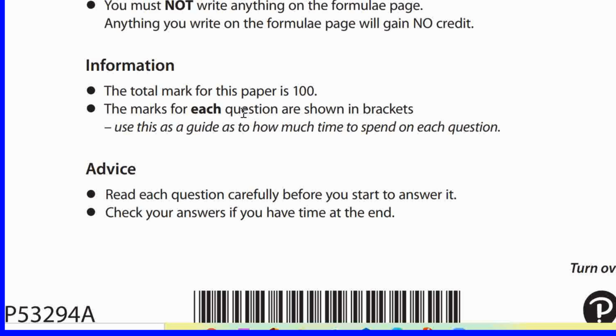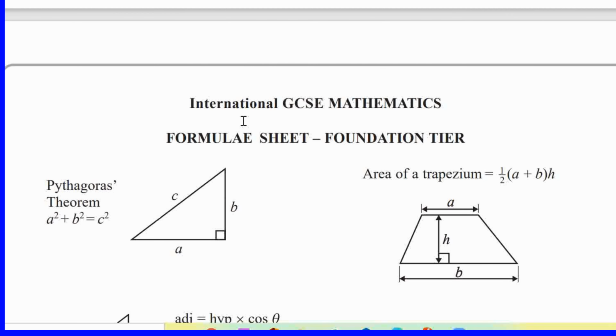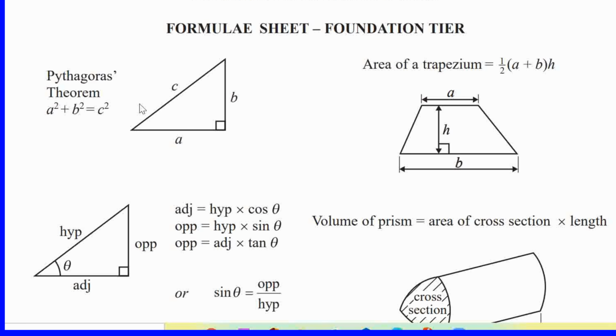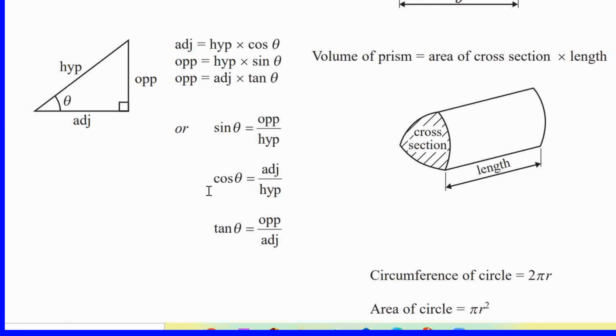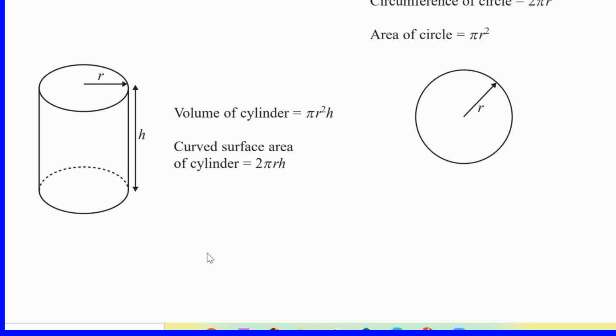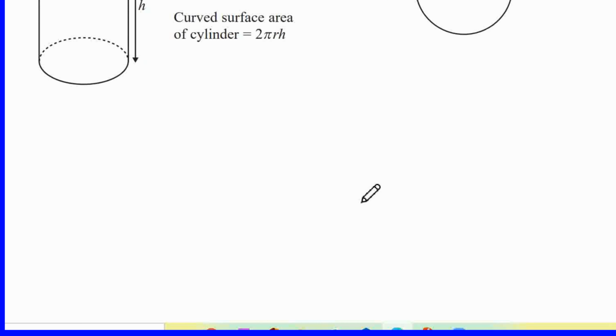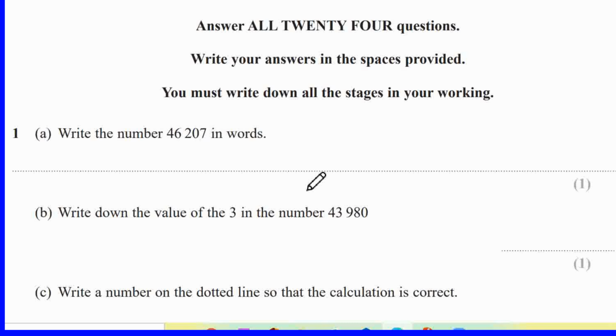Total mark is 100, and this is the formula sheet given: Pythagoras theorem, area of trapezium, SOHCAHTOA, prism, cylinder, circle. And this is number 1. You may take a screenshot if you would like to and pause for a while for practice before we see the discussion.